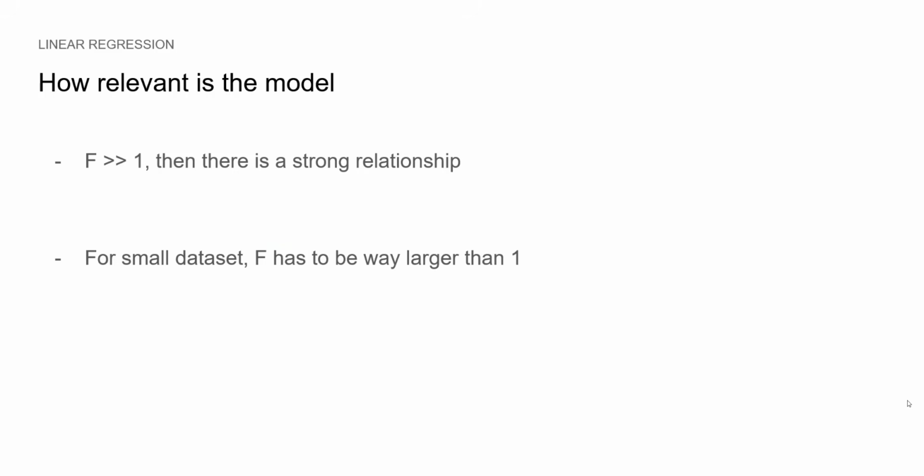Usually, if F is much greater than 1, we say that there is a strong relationship between our predictors and the target. For a small data set of a couple hundred data points, the F statistic has to be way larger than 1. So that's it for the theory of linear regression. Let's see how we can apply it with Python.